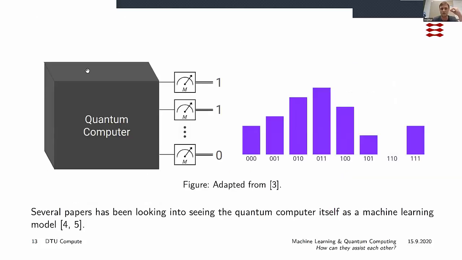So we imagine that we have this black box quantum computer, which once we measure all the qubits, with some probability we get certain combinations of zeros and ones. But this probability distribution itself, we can actually modify by modifying the quantum computer. So some papers have been looking into what we can do to make the quantum computer itself a machine learning model. That's quite interesting work, which I just wanted to highlight here. So that's also one approach to go.